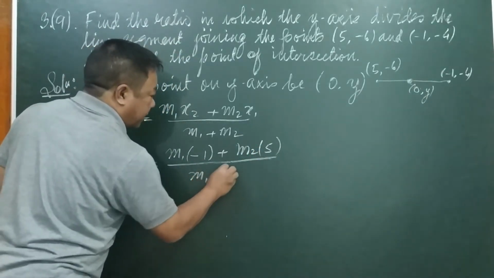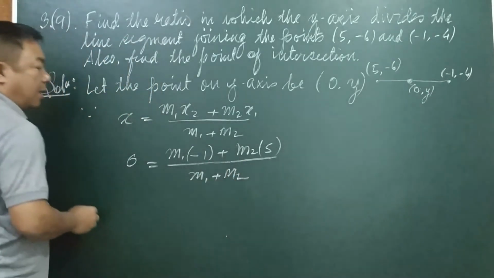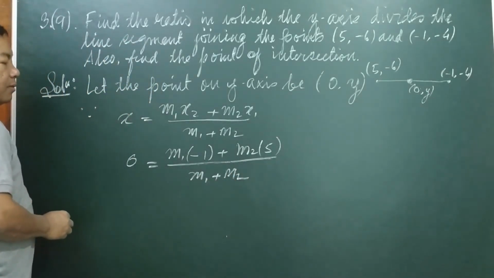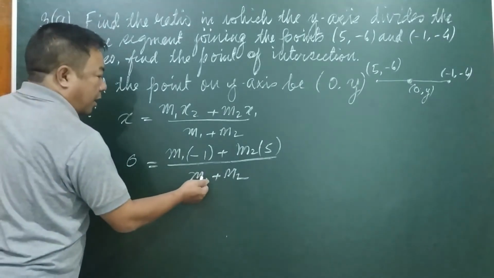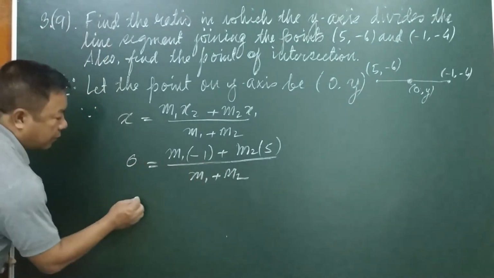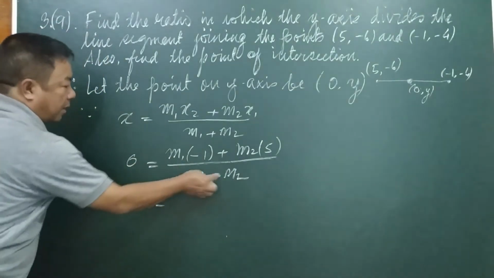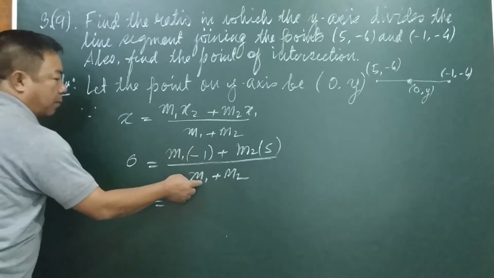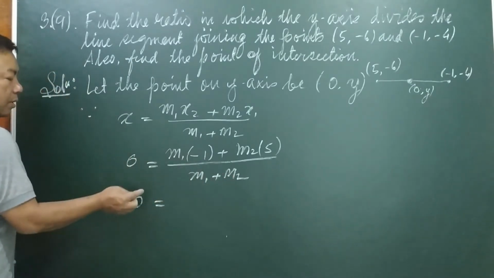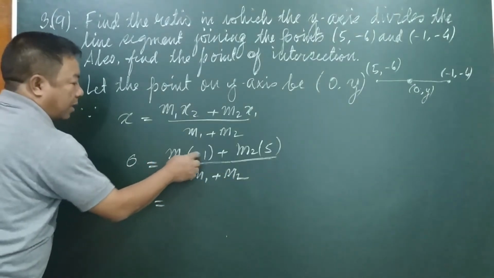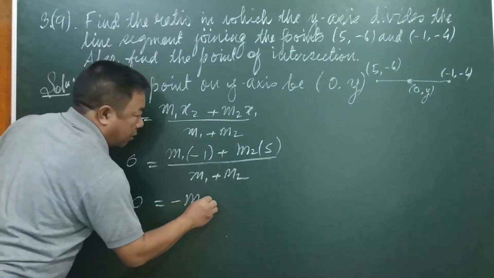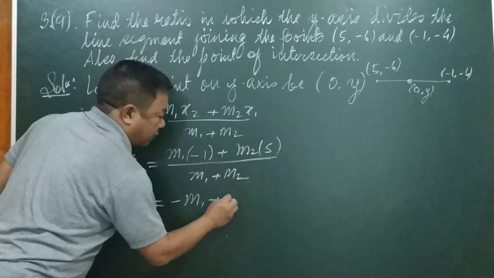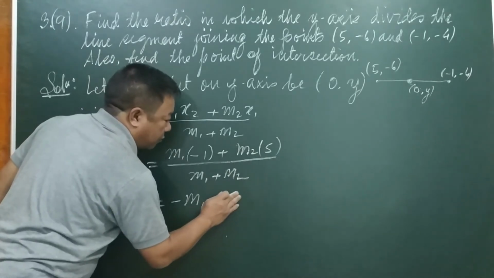In the textbook example, we take the sum m1 plus m2 into 0 equal to 0. Then cross multiply: m1 plus m2 into 0 equal to 0, m1 minus 1 minus m1 plus m2 into 5 equals 5 m2.